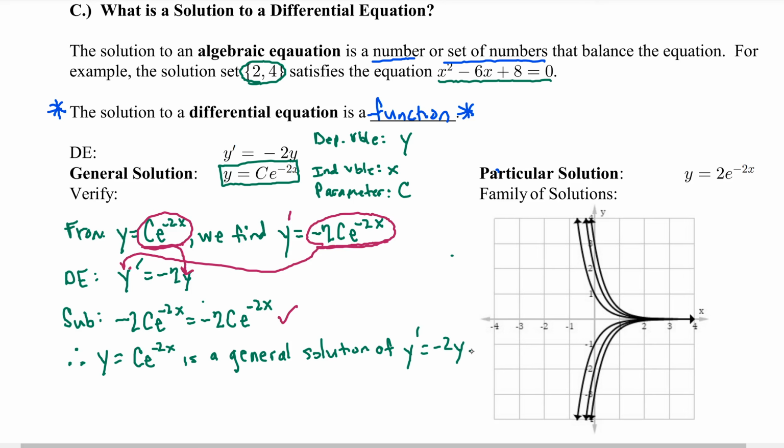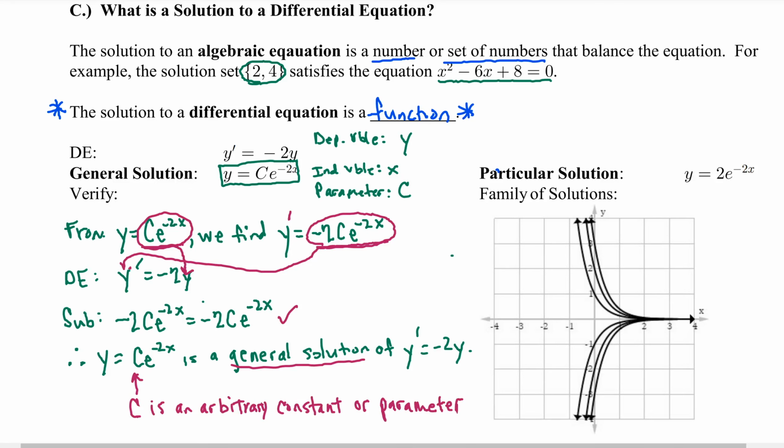So again, our differential equation contains a derivative, and the solution to that differential equation is a function. Now we're going to talk quite a bit more about this terminology of a general solution, but this is a general solution because it contains an arbitrary constant. C is an arbitrary constant, or parameter. We will examine how applying initial conditions allows us to specify a number for C, for that arbitrary constant.